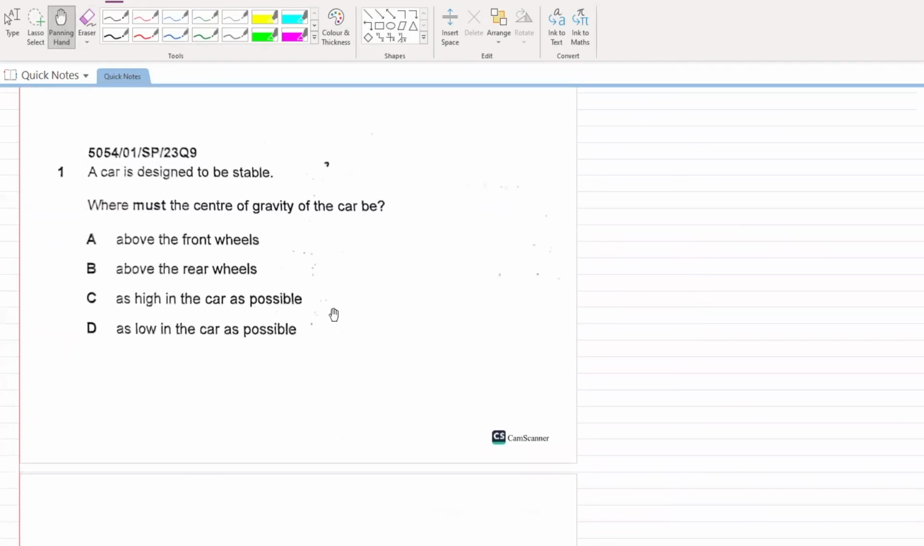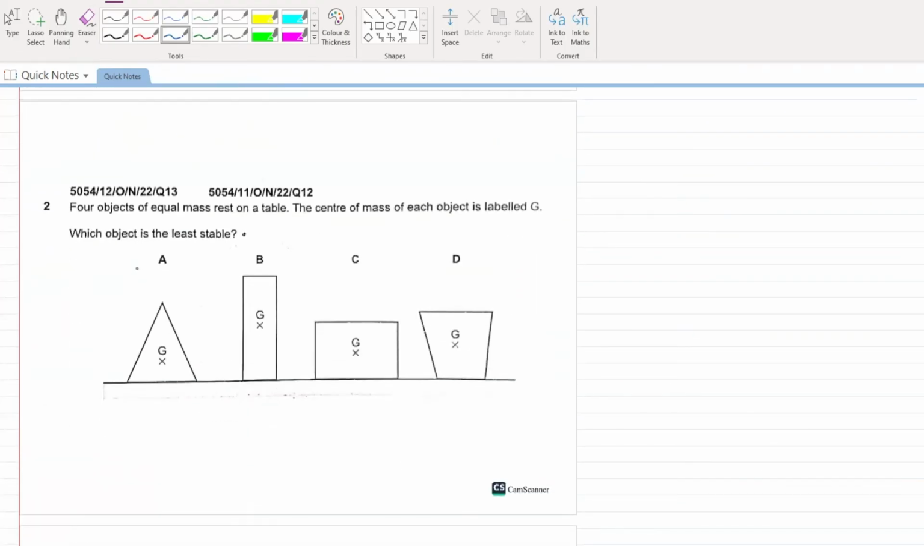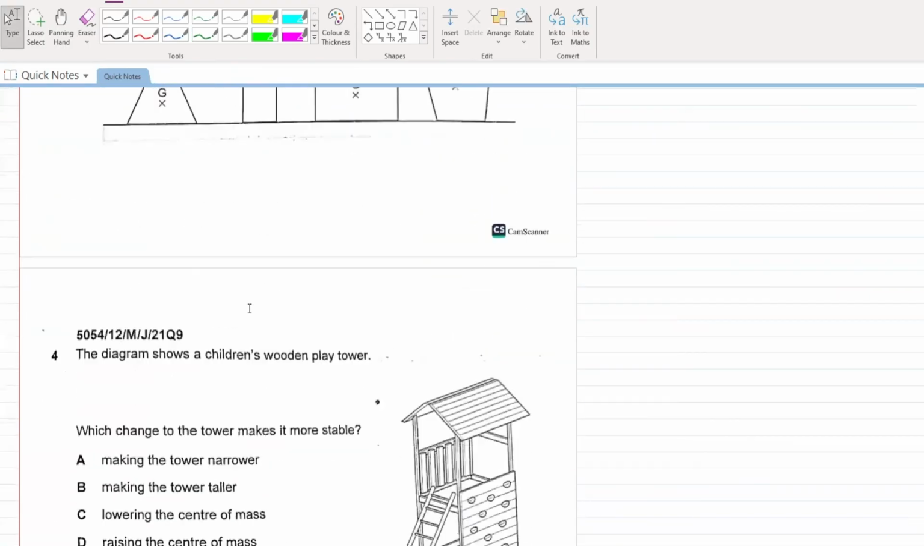A car is designed to be stable. Where must the center of gravity of the car be? As low as possible. The center of gravity for a stable object must be as low as possible, and its base area must be as wide as possible. Let's move on to the next one. Which object is the least stable? So, B, because B has the highest center of gravity.